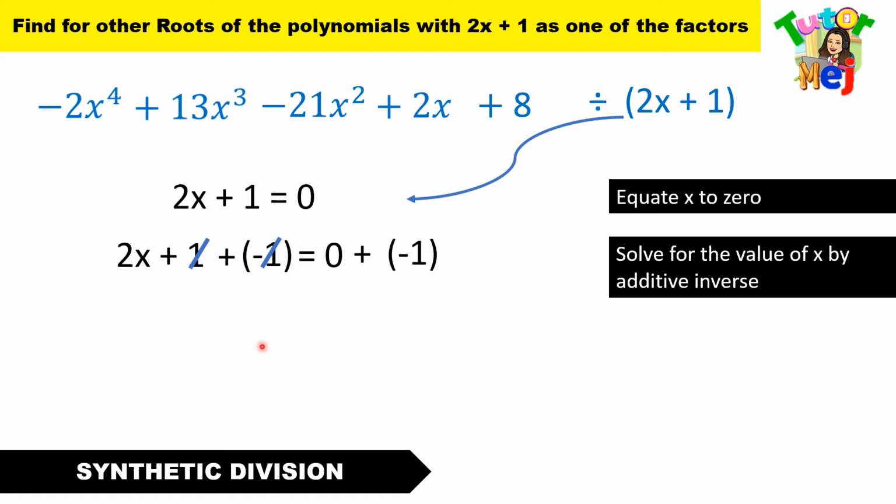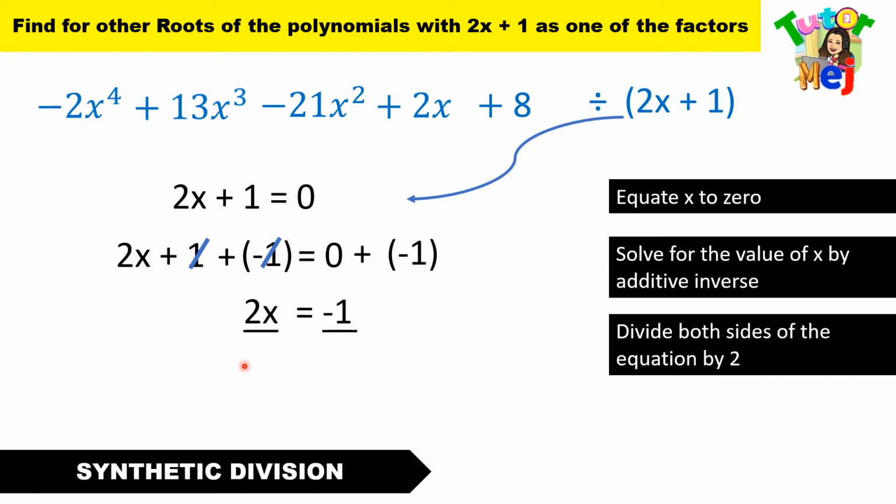Okay, so we're not yet done because we still have here 2 as numerical coefficient of x. So what we are going to do next is to divide both sides of the equation by 2. Okay, now we can cancel 2 over 2, which is now equal to 1. Therefore, x is equal to negative 1 half. Now, this negative 1 half will be the first divisor that will be used in finding other roots of the given polynomials.